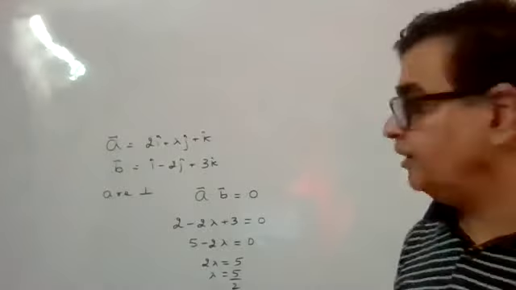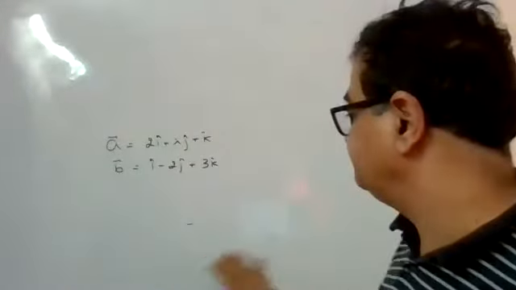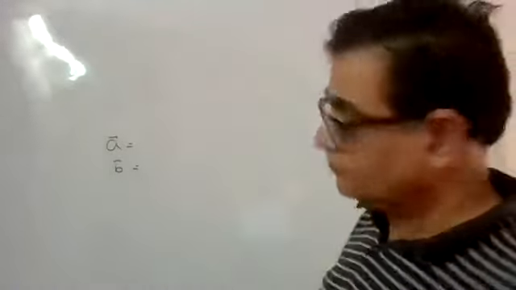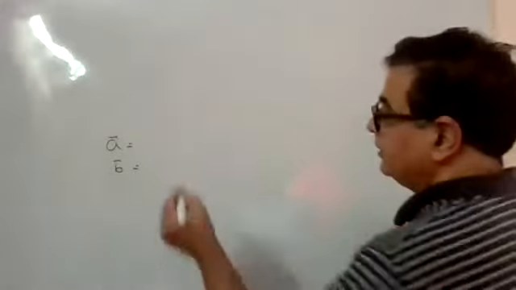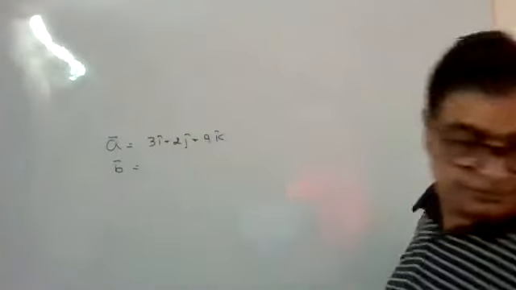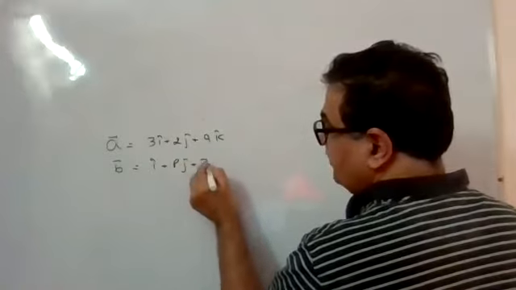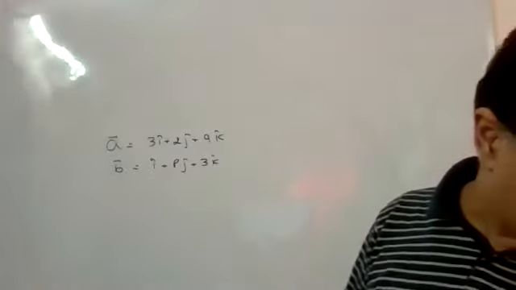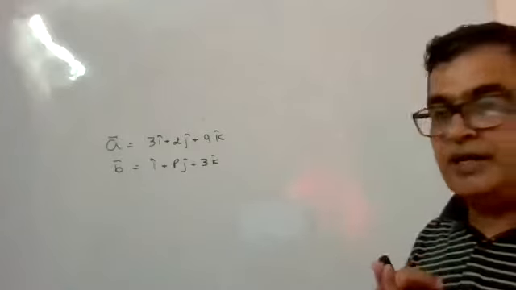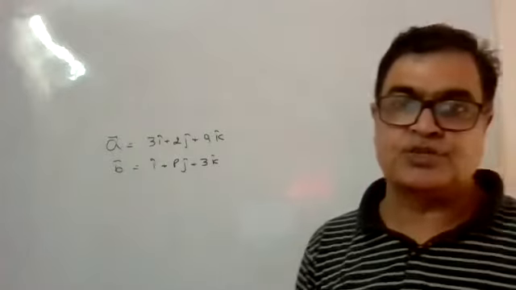Find the value of P for which the vector A, 3i plus 2j plus 9k, and i plus Pj plus 3k are, first condition, parallel, second, they are perpendicular. If they are parallel, what should be the value of P, and if they are perpendicular, what should be the value of P? These are the two questions we have.